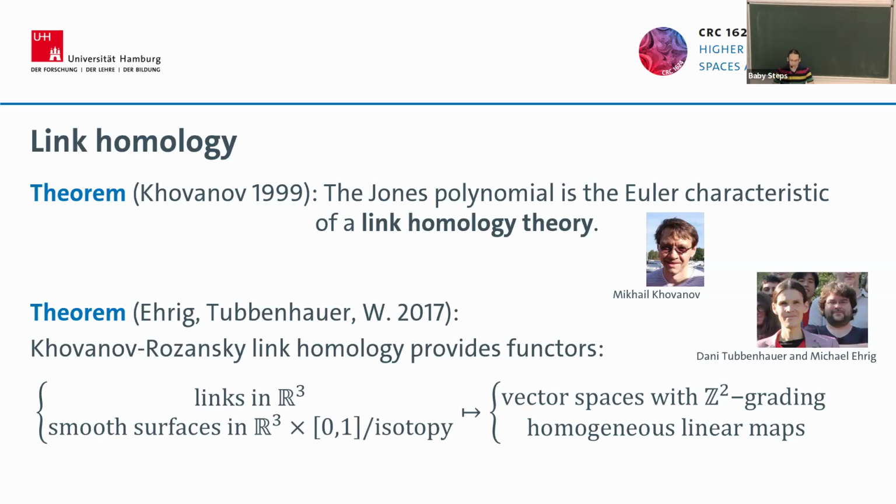Well, the state of the art is that we think of link homology theories as functors between certain categories. A few years ago, my collaborators Michael Ehrig, Daniel Tubbenhauer, and I proved that a very large class of link homology theories, the Khovanov-Rozansky type A link homologies, can be described as functors. So that means, first of all, they send any knot or link in R3 to a certain Z2 graded vector space. And then secondly, any properly embedded smooth surface in R3 times interval is sent to homogeneous linear maps between the vector spaces associated to the links on both sides of the interval.